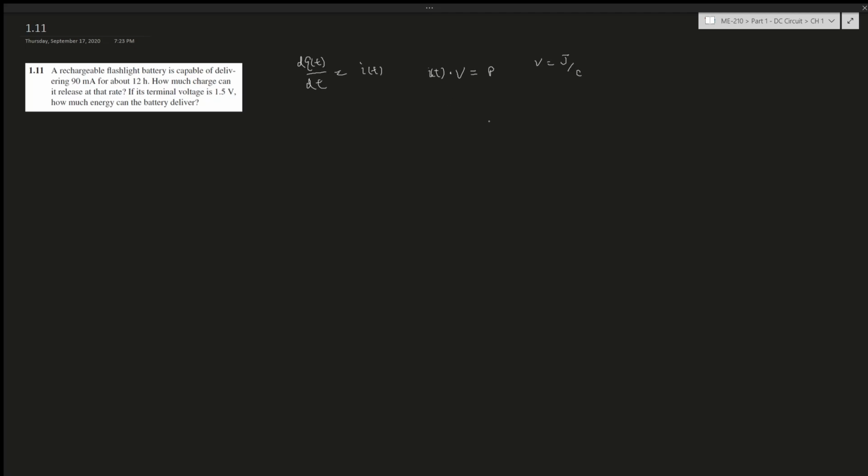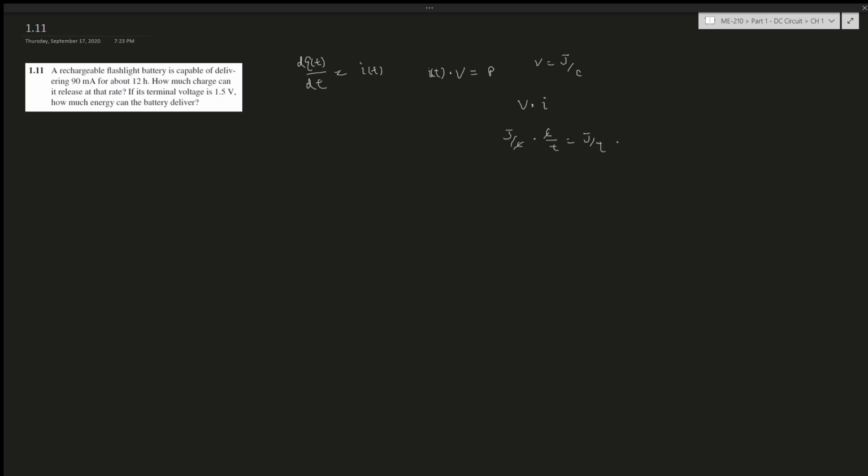Okay, so in this way, if it's V times I, then it's J over C times C over T. The coulombs cancel out, and it would just be J over T, right? Joules over time, and a joule is a unit of energy. So this gives us power.